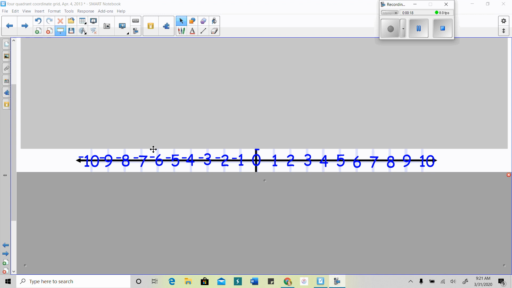So last week we talked about that number line where we have 0 in the middle and going to the right, going up, those are our positive numbers. And when we go to the left, going down, those are our negative numbers. So you can see here, this looks just like that number line from last week. Now this number line is going horizontally. This will be our x-axis.